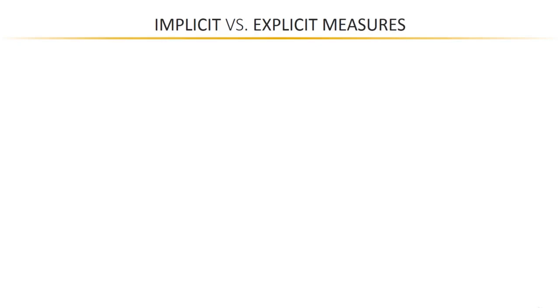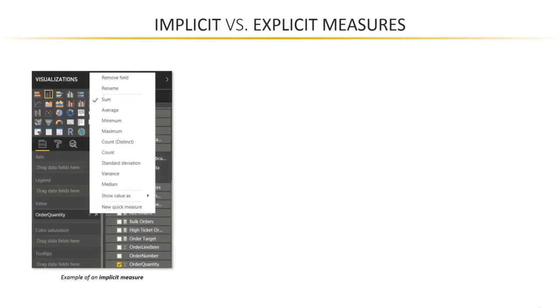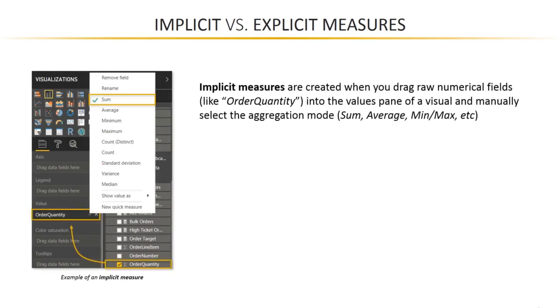So I hinted at this a little bit earlier, but I want to take a minute to unpack this idea of implicit versus explicit measures. Now in Power BI, in the report view, implicit measures are created when you drag raw numerical fields like order quantity from our sales data table into the values pane of a visual. Power BI automatically selects and applies an aggregation mode, usually a sum, so that you can view those values in a meaningful way.